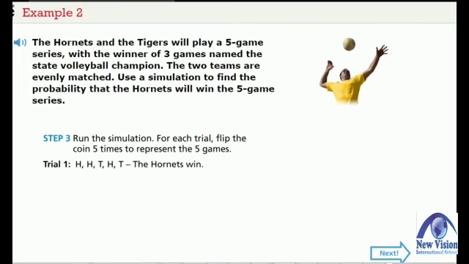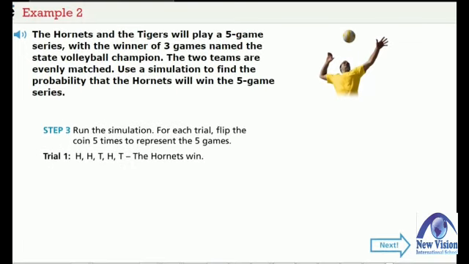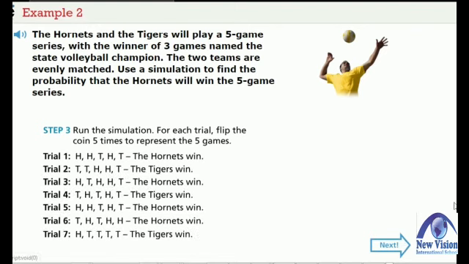Trial 1. H, H, T, H, T. The Hornets win. For Trial 2, the Tigers win. Trial 3, the Hornets win. Trial 4, the Tigers win. Trial 5, the Hornets win. Trial 6, the Hornets win. And for Trial 7, the Tigers win.